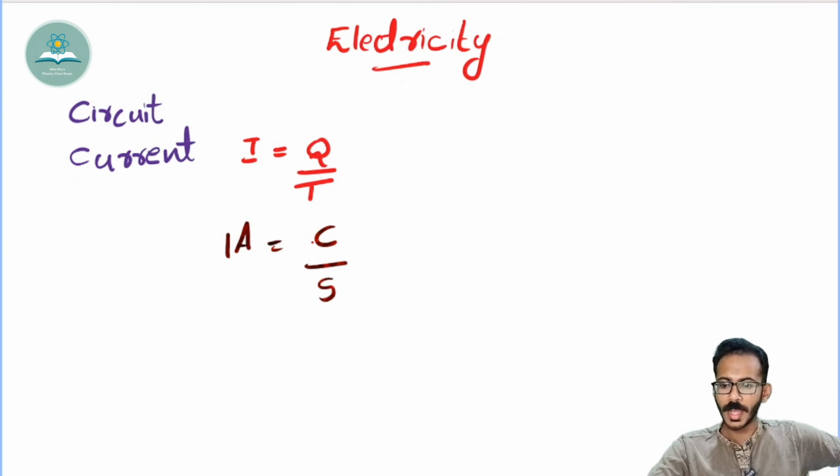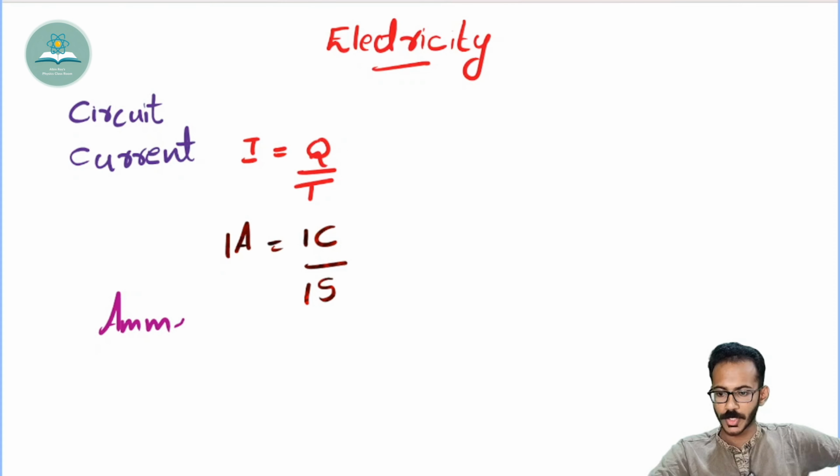So, 1 ampere is when 1 coulomb of charge is passing through a circuit in 1 second. So, 1 ampere is 1 coulomb by 1 second. The instrument that is used to measure current is called ammeter.